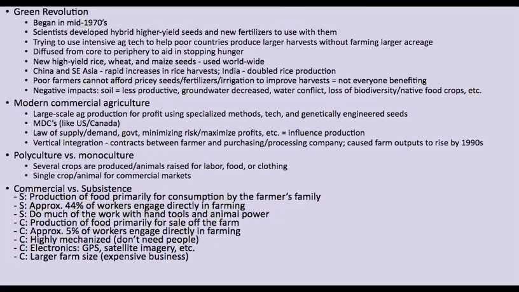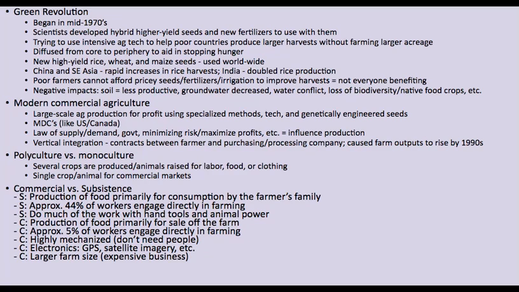The third and final agricultural revolution that we've seen take place in the course of human history is the Green Revolution, which began in the mid-1970s. This is where science comes into play at a much higher level than we saw in the mechanization of the second agricultural revolution. In the third, or green, revolution, scientists develop high yield seeds and come up with new fertilizers. And ultimately, they're trying to use intensive agricultural technology.